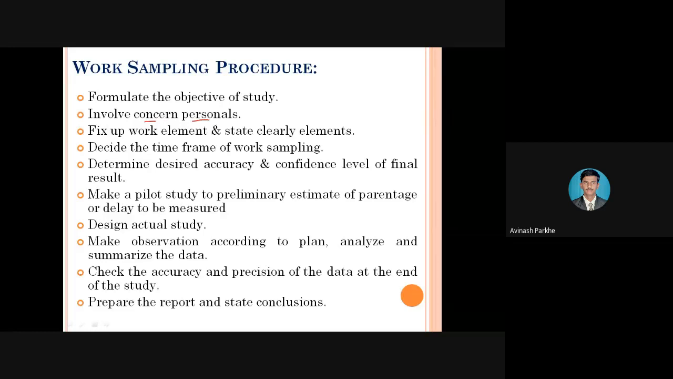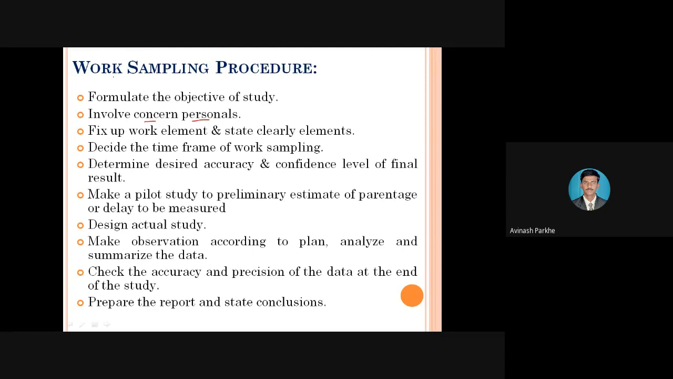Involve the concerned personnel. That means here, who is performing this particular activity, whether the operator is involved in this particular method or whether the supervisor is involved. The operator is continuously working on the machine. The third person, the supervisor or the management person, is visiting a number of times. Those who are observing that particular number of observations, that person also we have to involve in this work sampling process. For the observation purpose, if the person is not available at that time, it is not possible to implement the work sampling process in the industry.